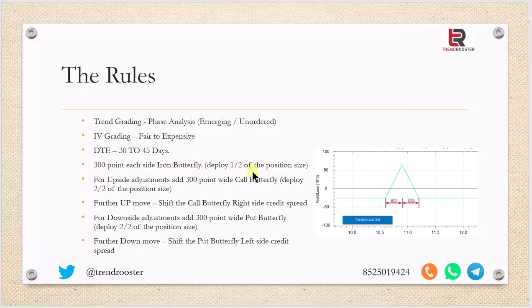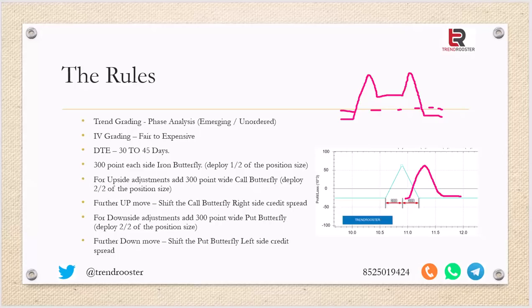One more thing I forgot to mention: deploy only one position, because we're going to layer one more butterfly here or here when the market moves. So only deploy one position. For the upside adjustment, add a 300 points wide call butterfly, which means if the market moves 200 points here, we deploy one more butterfly something like this. Let me draw it for you. So we're going to deploy something like this. In the payoff diagram, it shows like a Batman hat. This is what it looks like after adjustments on the upside.